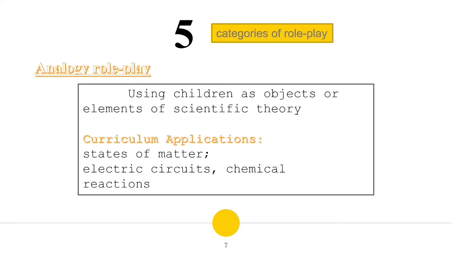In this, you can use the children as objects or elements of scientific theory. So the curriculum applications, it can be in the states of matter, electric circuits, or chemical reactions. So in this analogy role play, you can use the students or the children for them to be able to understand the lesson and for them to be involved in the topic.